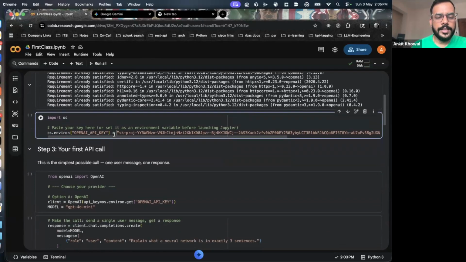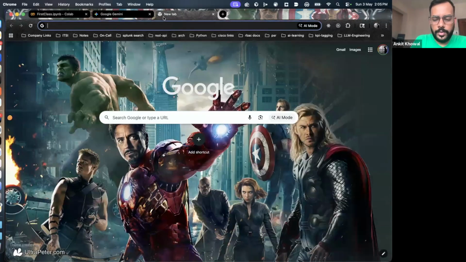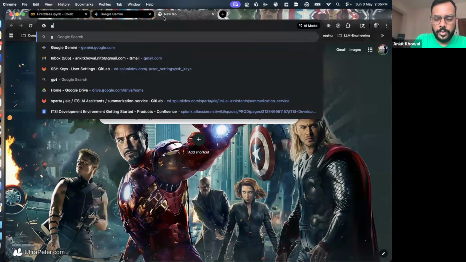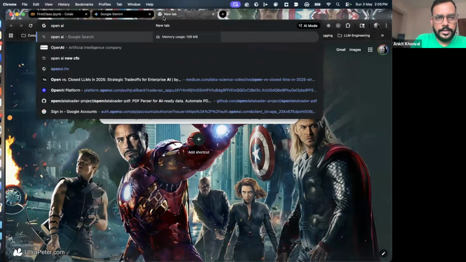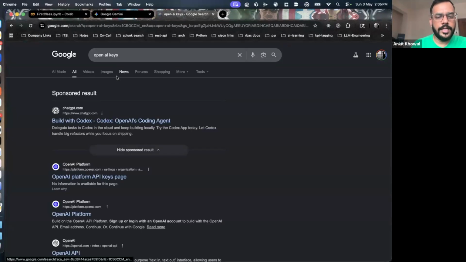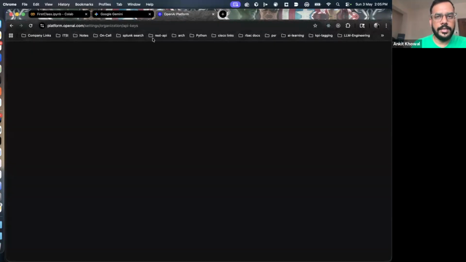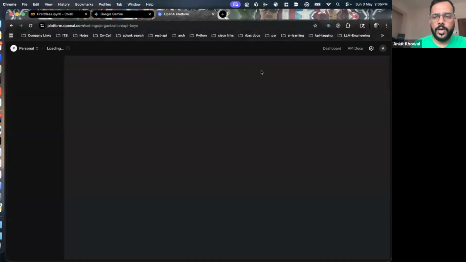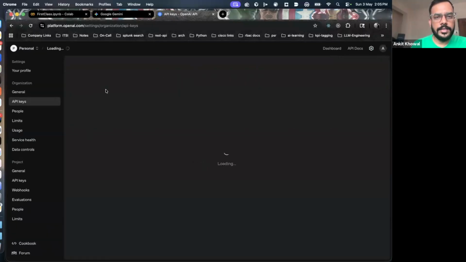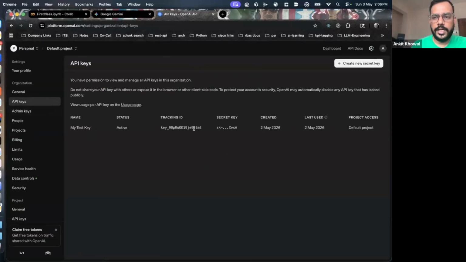To access any particular model, we need an API key from the provider. We need to get that by going to OpenAI keys, or I will share the link on how to get an API key. You need to go in over there, log in, pay, and then get the API keys. You can see this API keys section. I generated this API key to demonstrate.